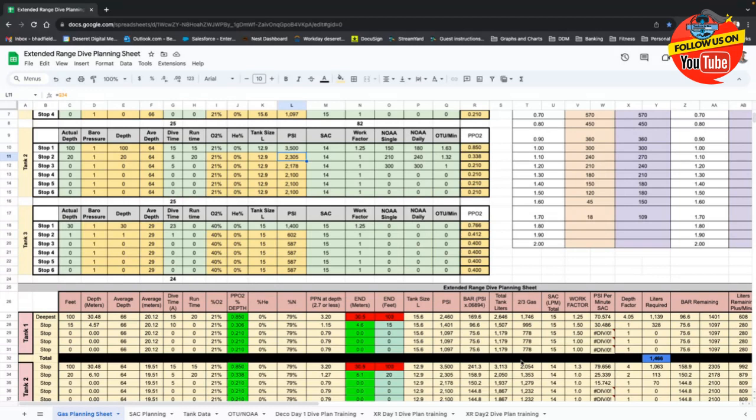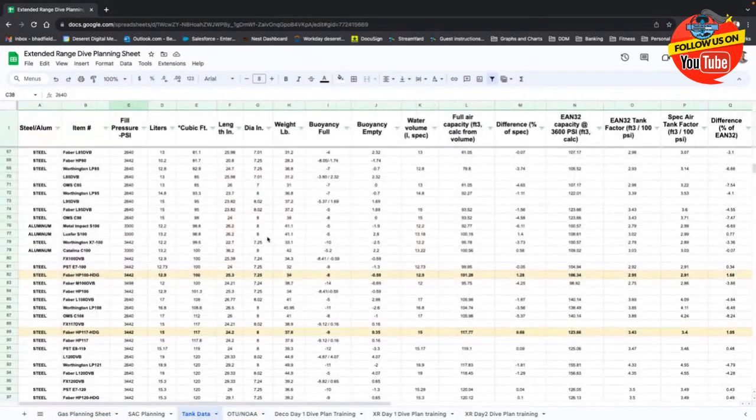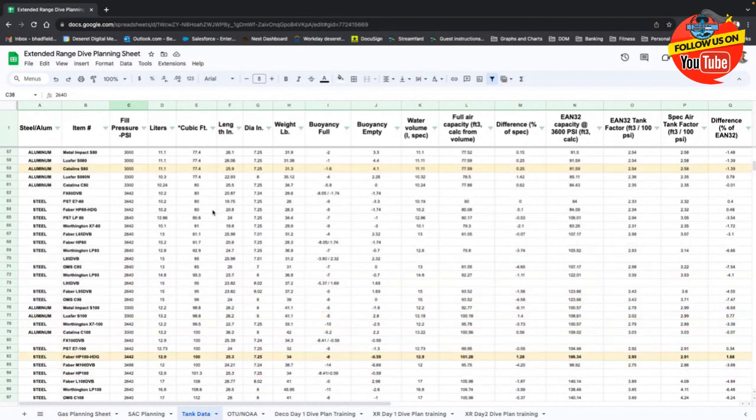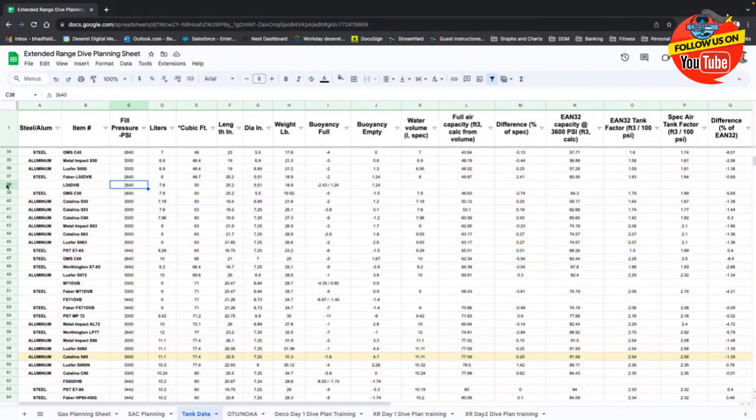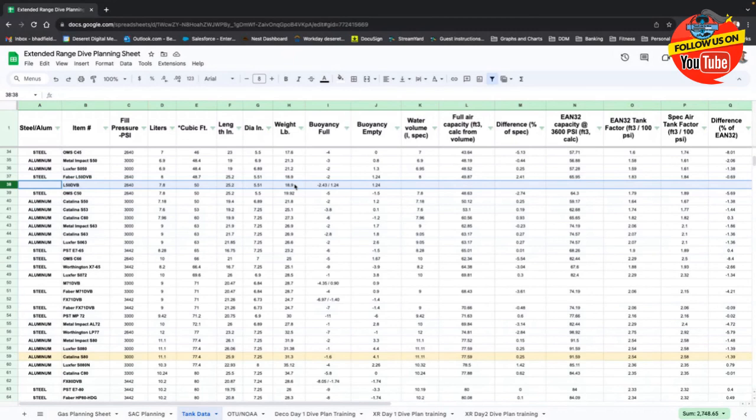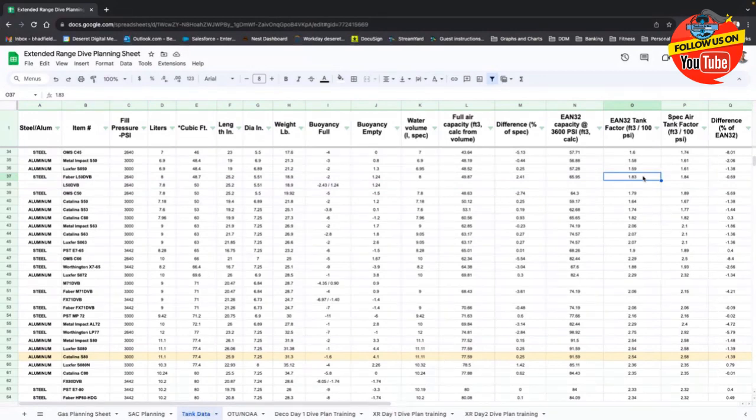All things being equal, temperatures aside, and air temperatures being equal across, two LP50s will actually have less gas, but more volume. And where it's really going to trip you up is on tank data. So let's look at something else. We had that LP50 right here. That weighs 18.9 pounds. And let's see. Oh, there it is. Sorry.